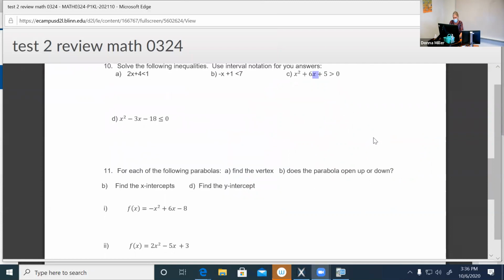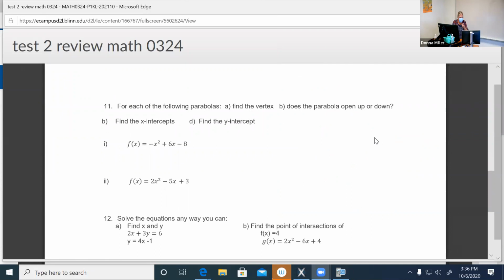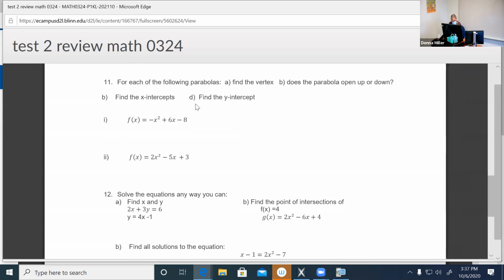All right, now the other thing we talked about, parabolas. You need to be able to find the vertex, tell me whether it's a minimum or maximum, and which way it opens. Do you remember the formula for the vertex? x equals negative b over 2a, right? You can do it that way or you can use the calculator. So we'll do it by hand first.